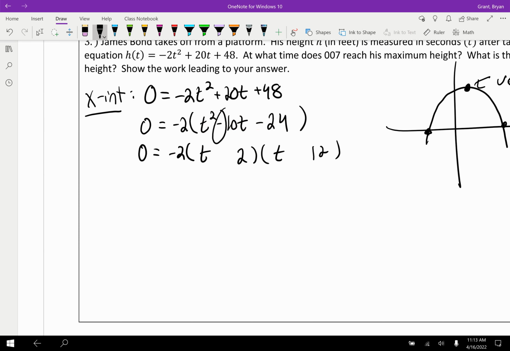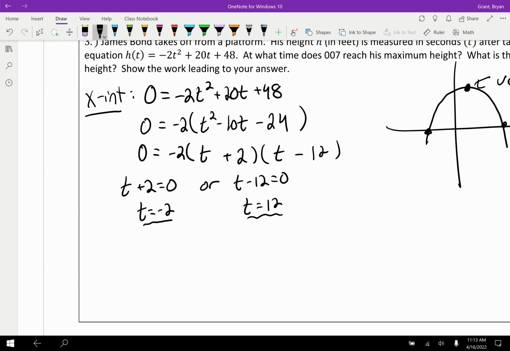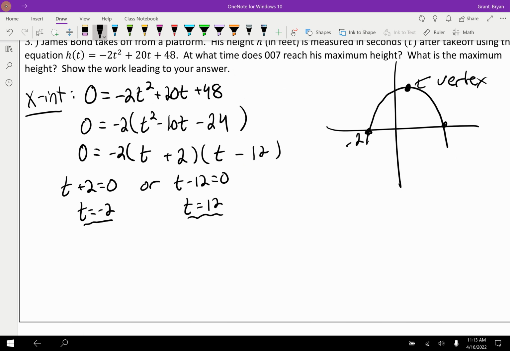And since we want to keep that middle term negative, then the 12, the bigger number, is going to match the sign of the middle term. And so we end up here. Negative 12 plus 2 is negative 10. 2 times negative 12 is negative 24. Then we finish solving. t plus 2 equals 0, or t minus 12 equals 0. And it gives us 2 x-intercepts, or t-intercepts in this case, negative 2 and positive 12. So that's cool. Just kind of keeping this for reference.